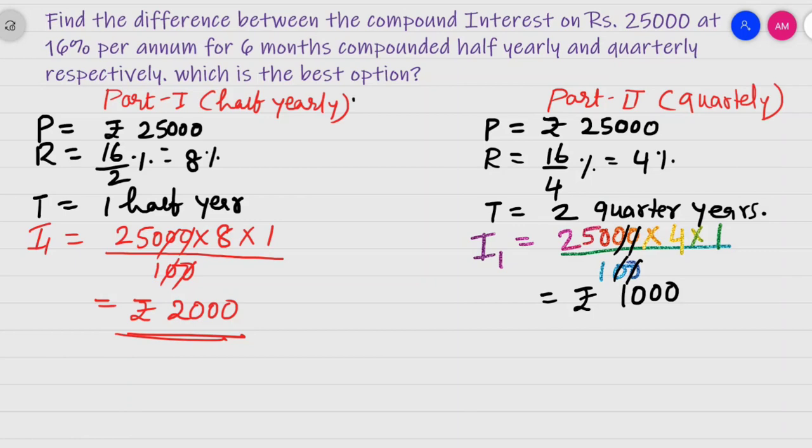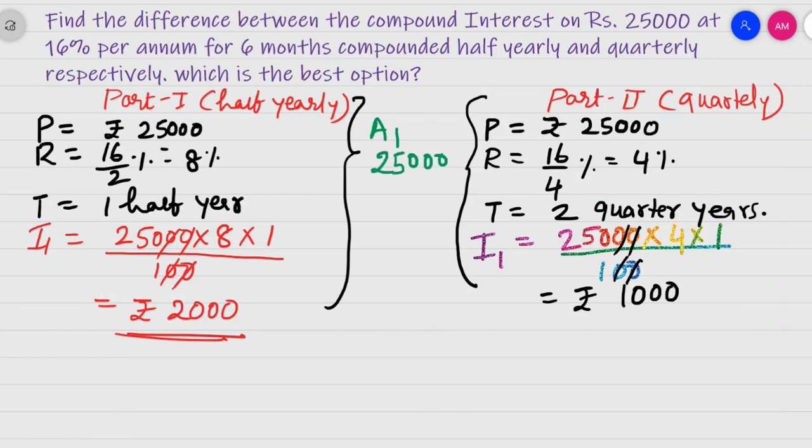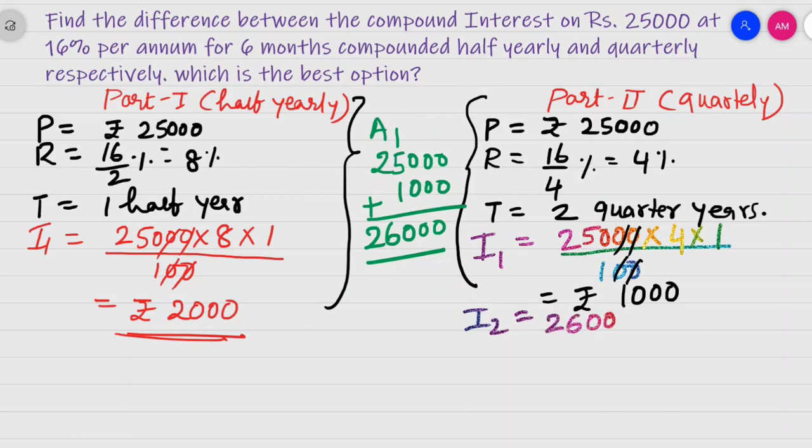Before finding the interest for the second year, you have to keep in mind that you have to find the amount also. So see, I am finding the amount in this space which is in between. So see, the amount after the first year when you are compounding quarterly will be equal to 25,000 plus 1000. So that will be equal to 26,000 rupees.